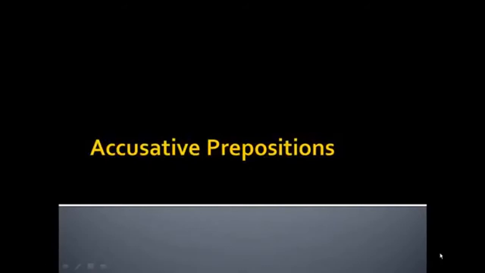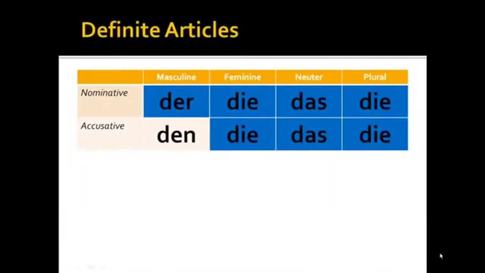Accusative prepositions are simply things that you have to memorize. It's a short list. Think of a mnemonic device that works best for you to get them into your mind. We'll go over a few of those in class, of course, but find out something that works for you, and eventually, once you memorize it, it becomes second nature. Now, you'll recall that definite articles in the nominative are der, die, das, die.